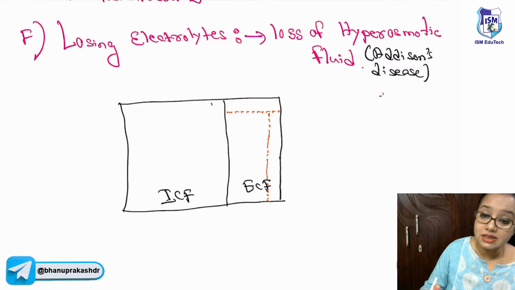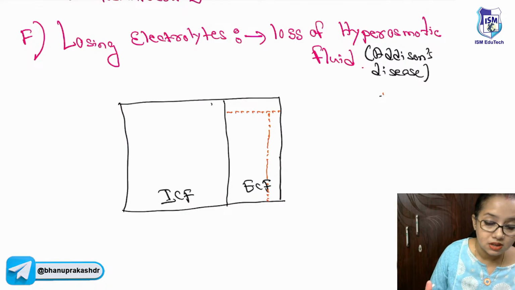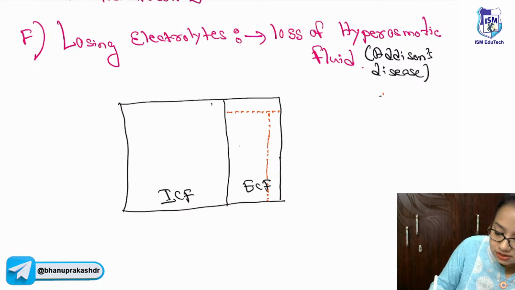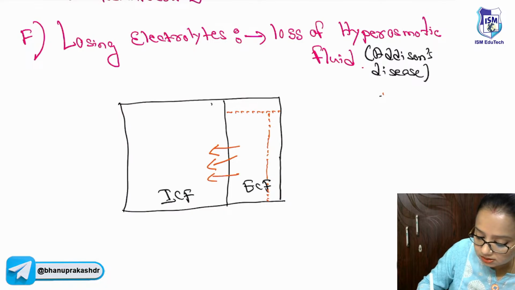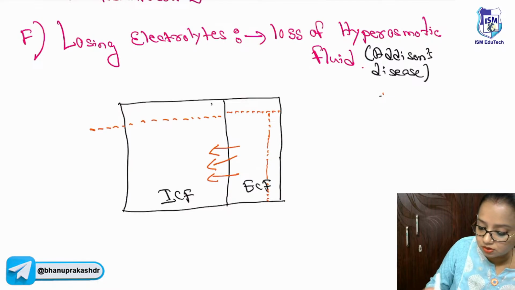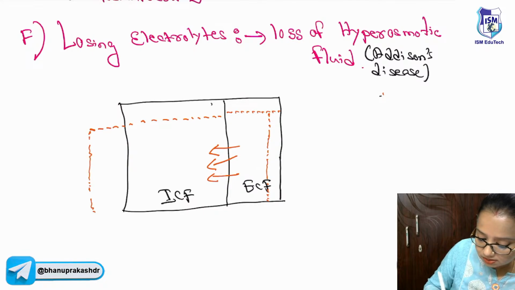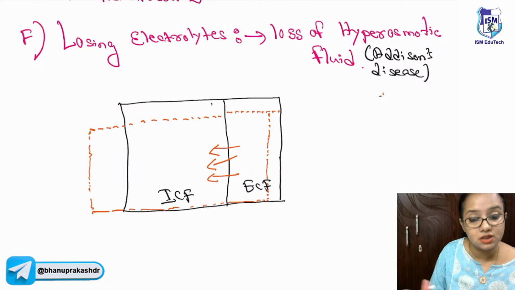So now the ECF becomes less osmolar compared to the ICF. Now the ICF is more osmolar, so the shifting of fluid will happen from the ECF to the ICF. Fluid will now move from the ECF to the ICF. Once the fluid starts moving from the ECF to ICF, the osmolarity of the ICF will also go down, because the electrolytes present in the ICF are also getting diluted.